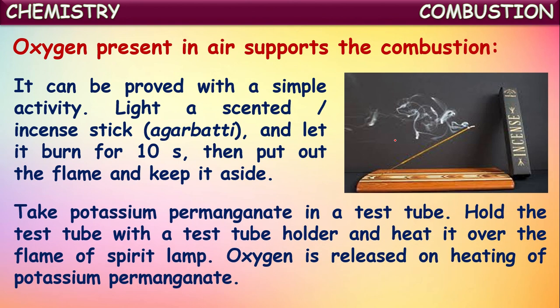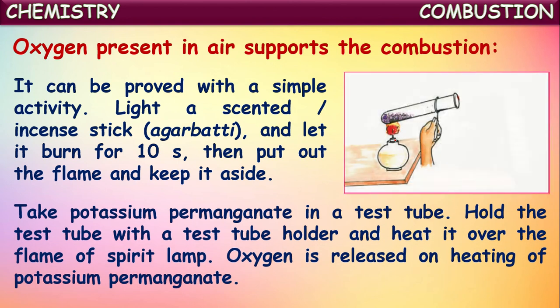Now take potassium permanganate in a test tube. Hold the test tube with a test tube holder and heat it over the flame of a spirit lamp or Bunsen burner. We know when potassium permanganate is heated, it produces oxygen gas. On heating, potassium permanganate releases oxygen. So oxygen gas will be coming out.